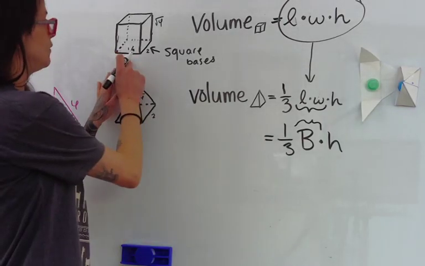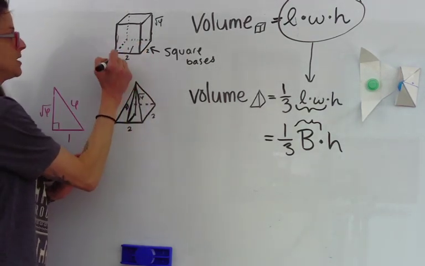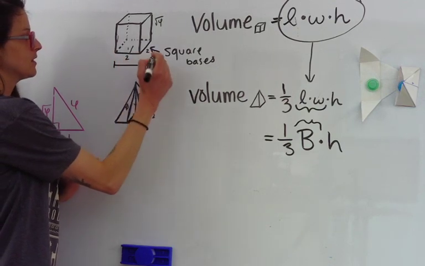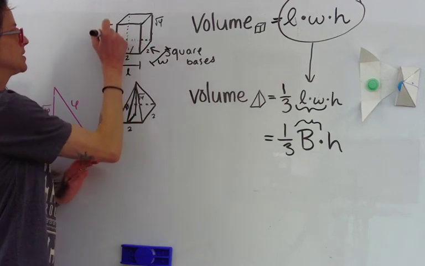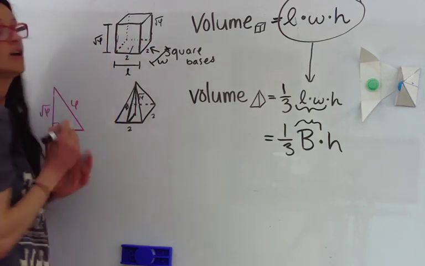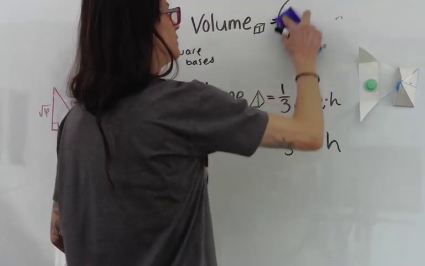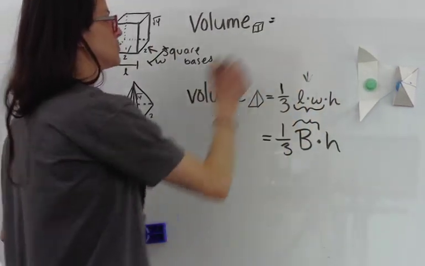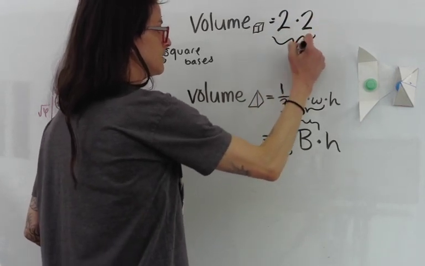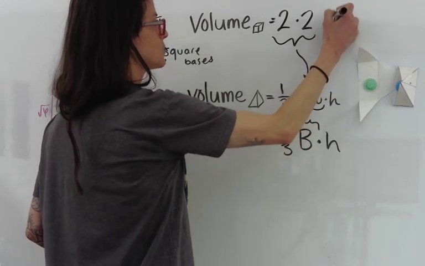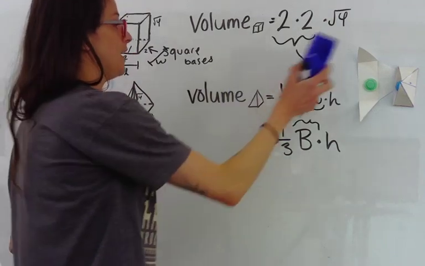So the volume of our rectangular prism is 2, which is the length, times 2, which is the width, times the square root of 5, which is the height. Okay, so let's come over here. Okay, so we have 2 times 2, which is the base, times the square root of 5, which is 4 root 5.